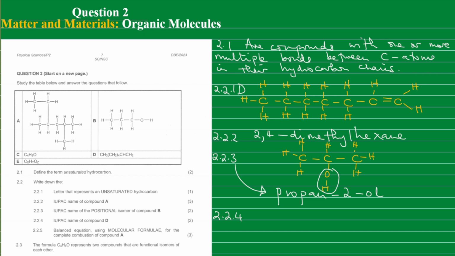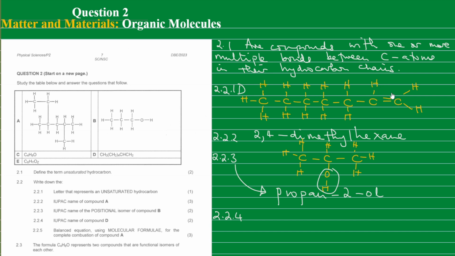Now compound D, it's good that we have expanded here. Compound D is here. So from the structural formula, we can see the name here. First of all, we have to identify what our longest chain is: 1, 2, 3, 4, 5, 6, 7. And we have got a double bond here. Because we have got 7 Cs, that is a heptene.